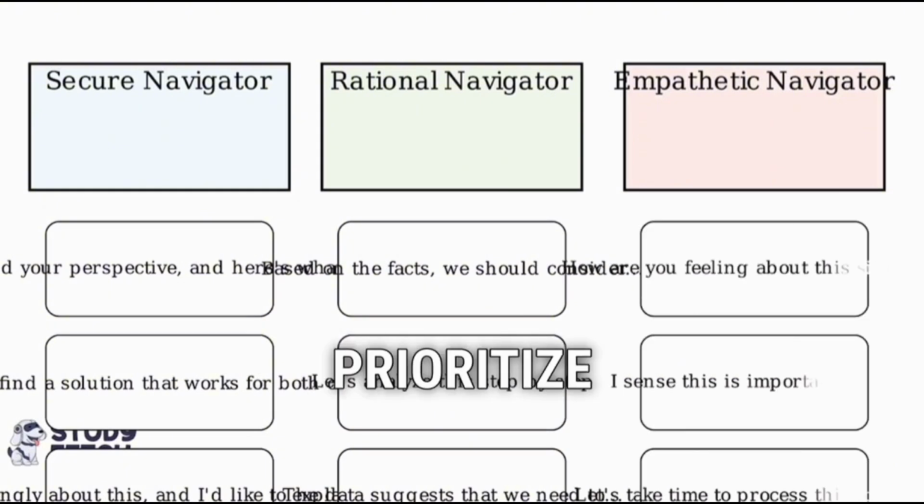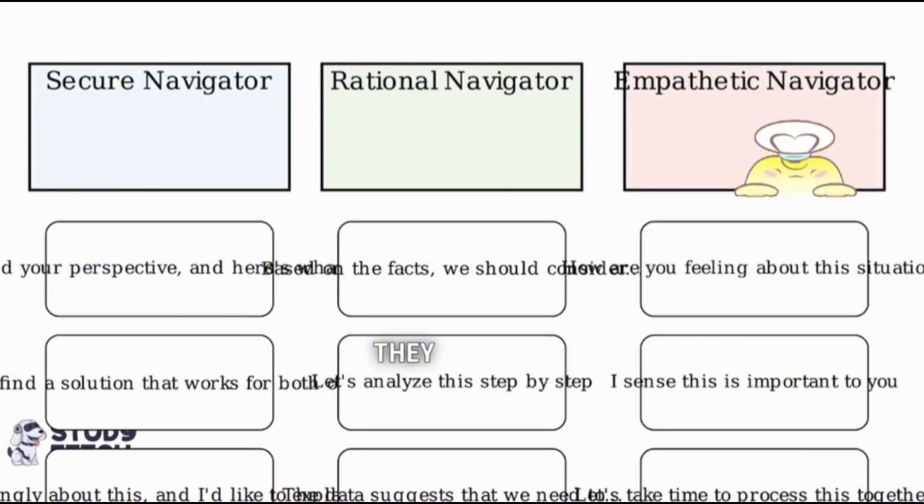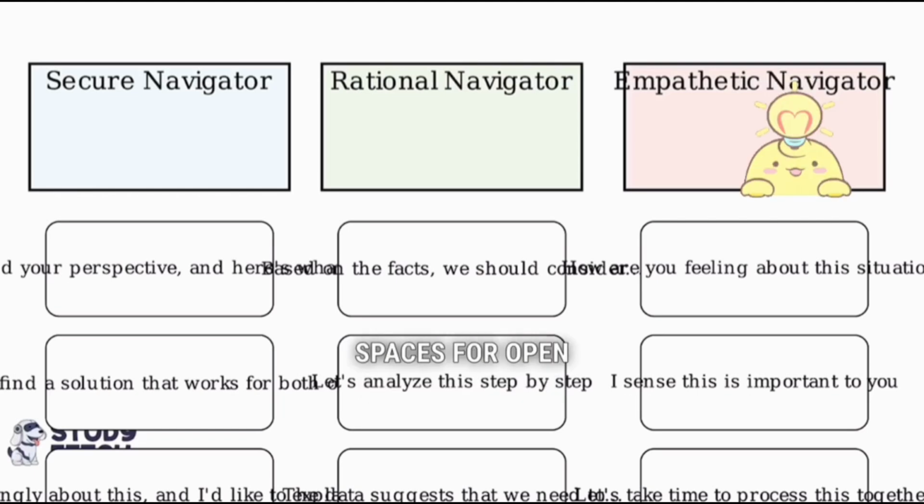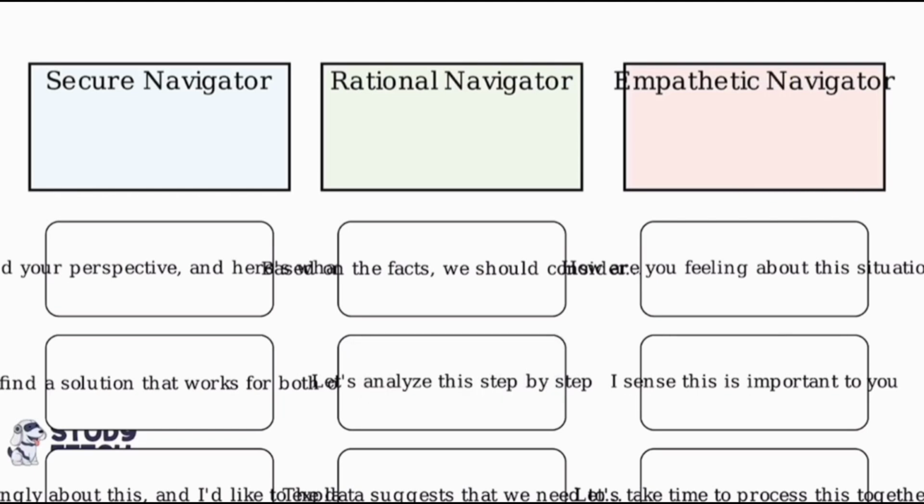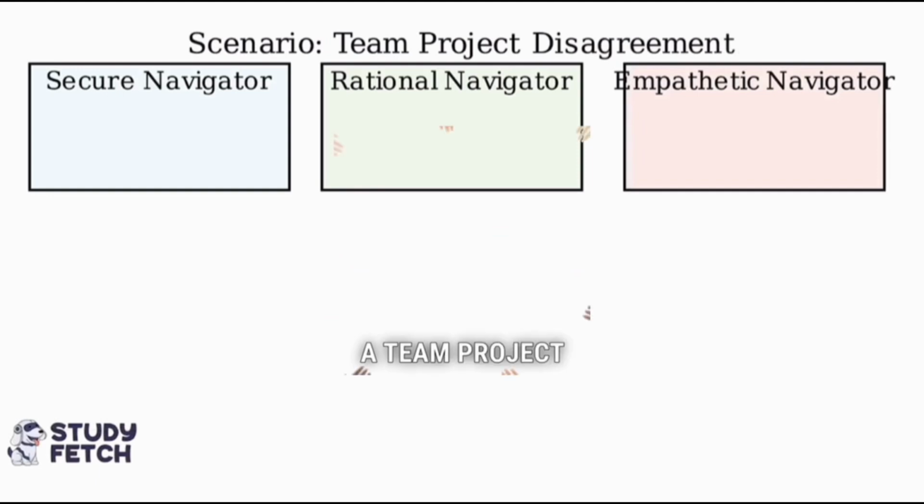Empathetic navigators prioritize emotional understanding. They excel at creating safe spaces for open dialogue. Let's see how each type handles a team project disagreement.